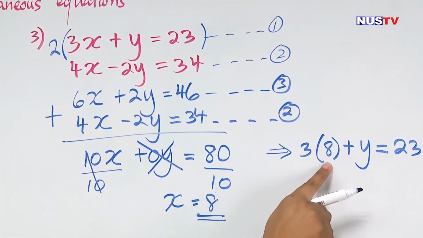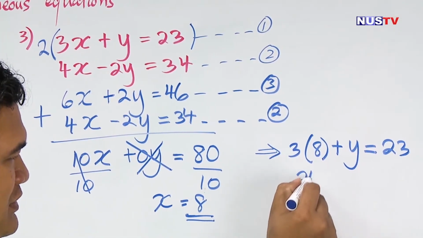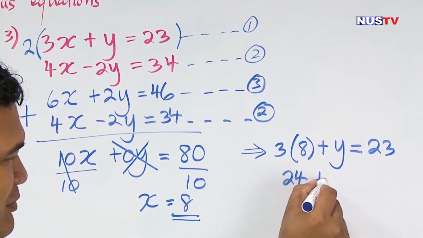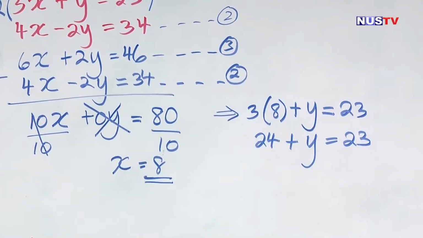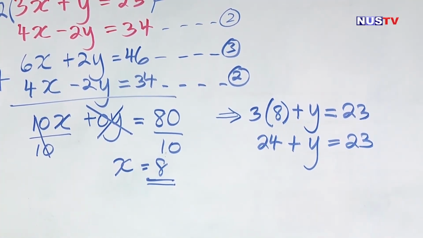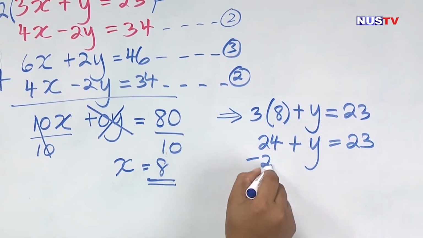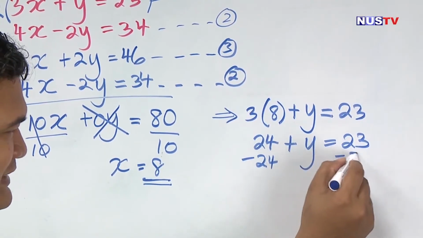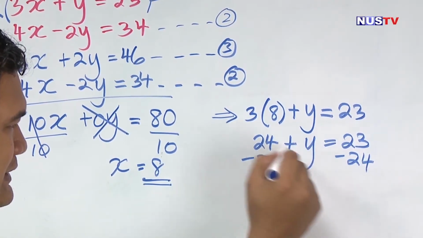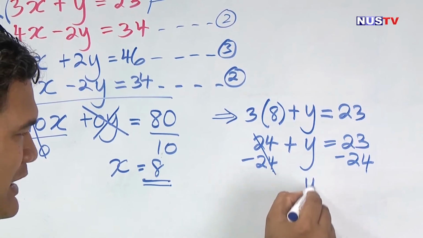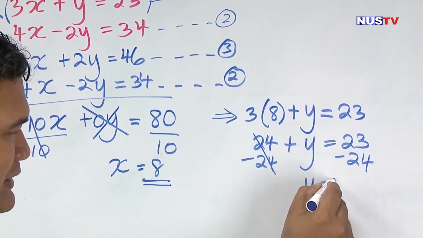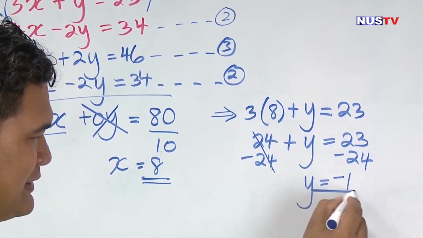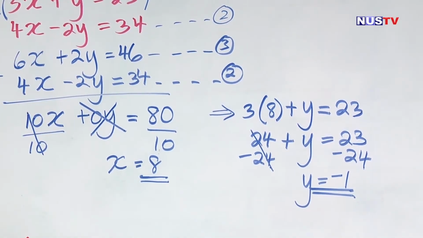So 3 times 8 is equal to 24. 24 plus y is equal to 23. Minus 24 both sides to obtain our value of y. So now we have y is equal to 23 minus 24. The answer will be negative 1.